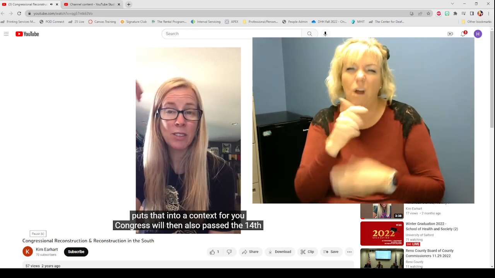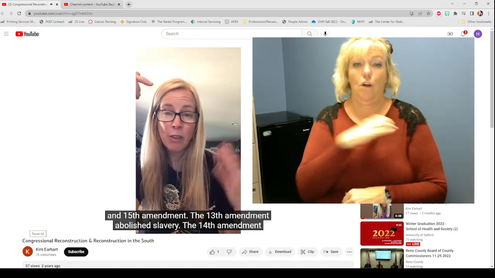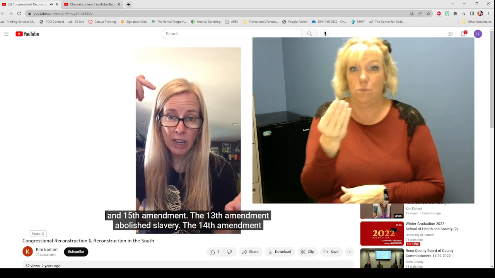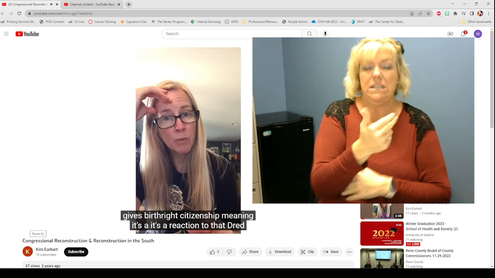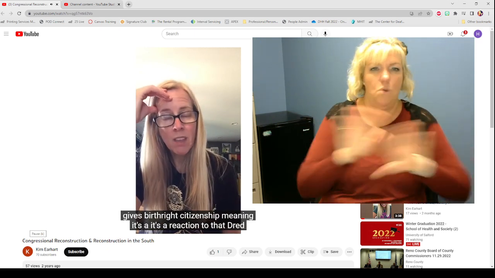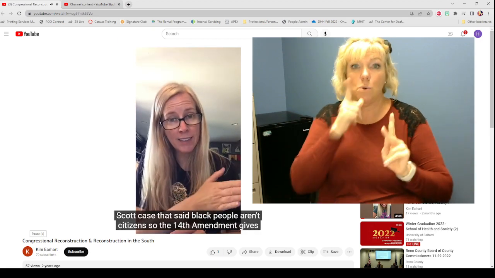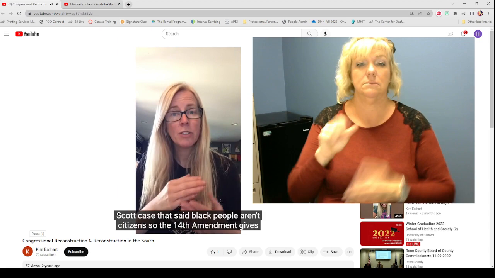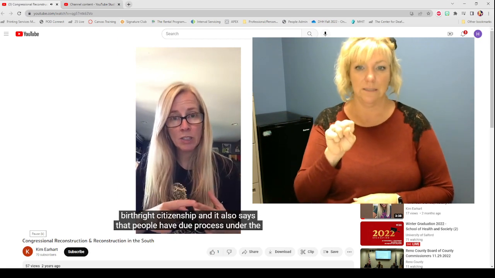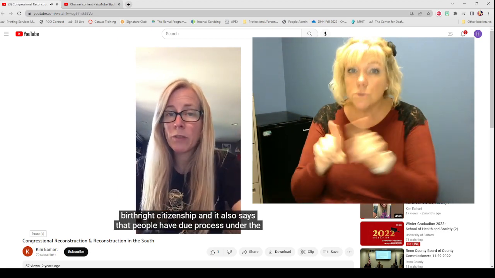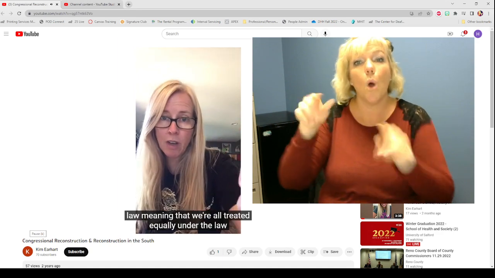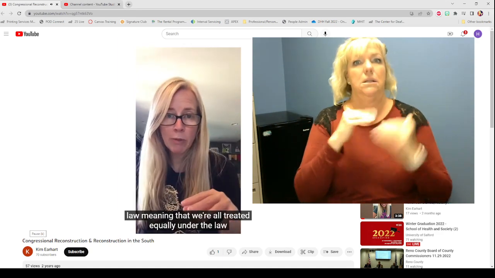Congress will then also pass the 14th and 15th Amendment. The 13th Amendment abolished slavery. The 14th Amendment gives birthright citizenship, meaning it's a reaction to that Dred Scott case that said black people aren't citizens. So the 14th Amendment gives birthright citizenship, and it also says that people have due process under the law, meaning that we're all treated equally under the law.